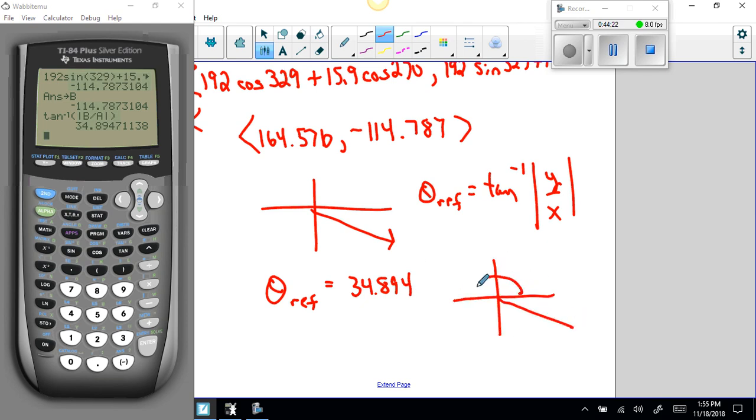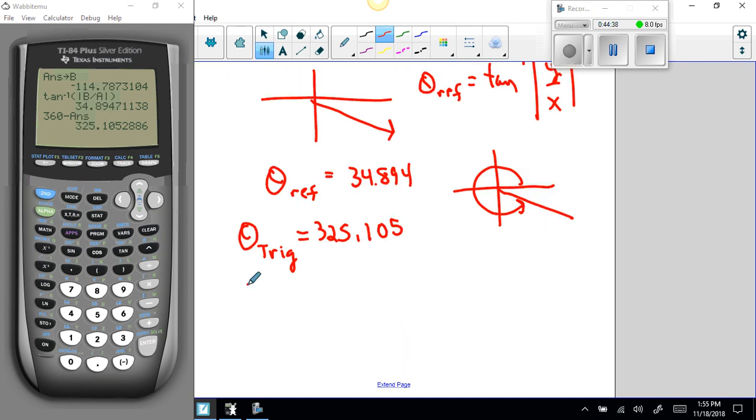So the true angle, theta trig, is 360 minus last answer. So theta trig is 325.105, but theta bear for the ground is 90 plus 34, 124.894 degrees.